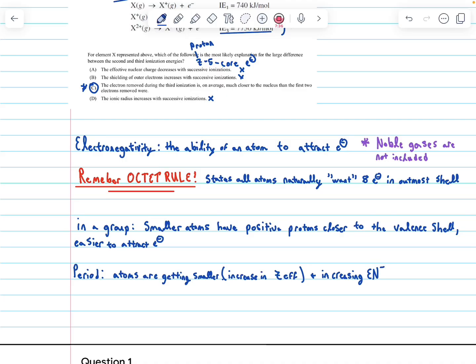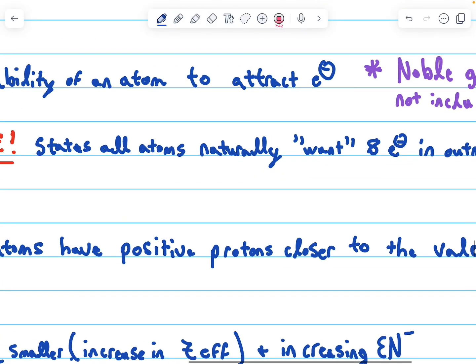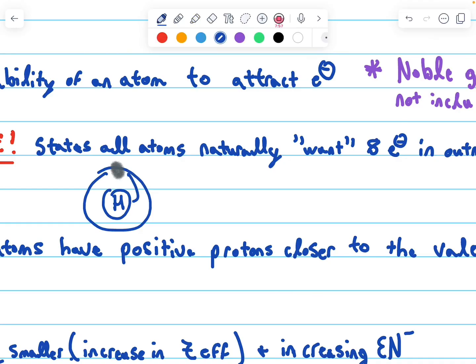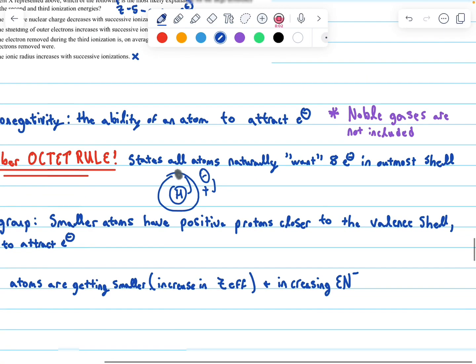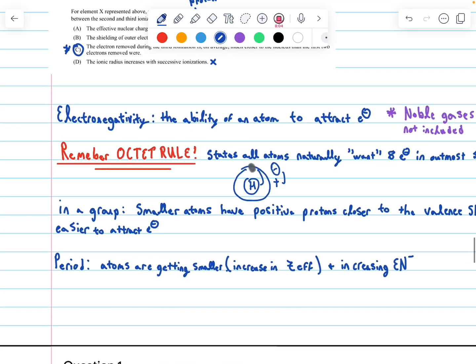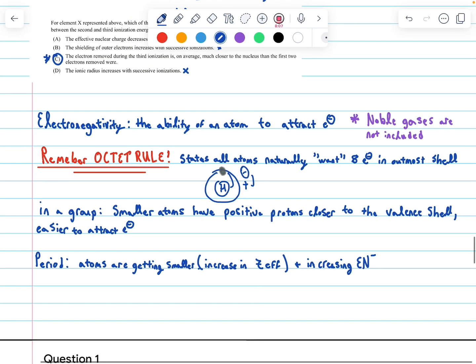So remember, let's just say something like hydrogen. That's our nucleus, and we have one little lone electron right here. It's super close to this positively charged nucleus, and opposite charges attract. So we're feeling this strong attraction to this electron. Smaller atoms are really closer, and they feel this Coulombic attraction, which in turn makes it easier to attract electrons because we have this positive charge closer to a different atom.